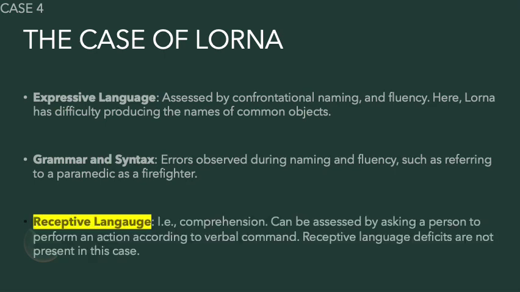Although not present in this case, another important language function is receptive language, also known as comprehension. This can be assessed by asking a person to perform an action according to verbal command. Again, receptive language deficits were not evident in the case of Lorna. The mnemonic to remember elements of language is eager to speak, the E representing expressive language, the G representing grammar and syntax, and the R representing receptive language.